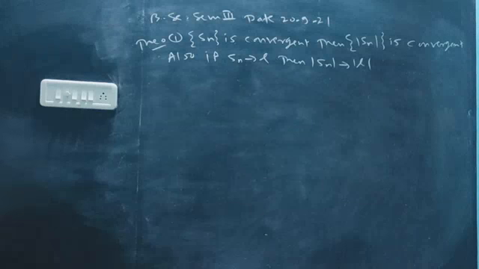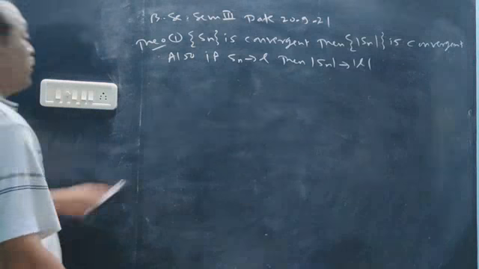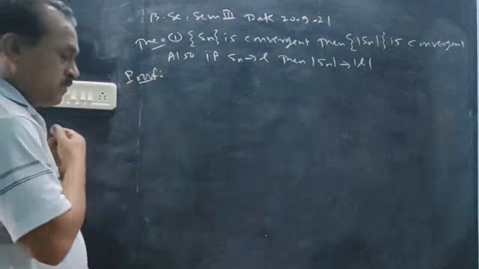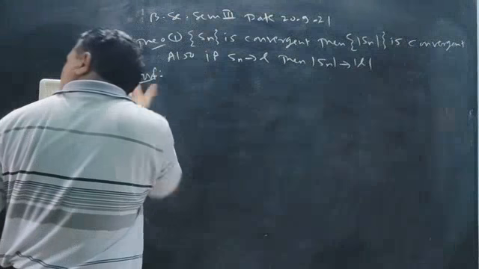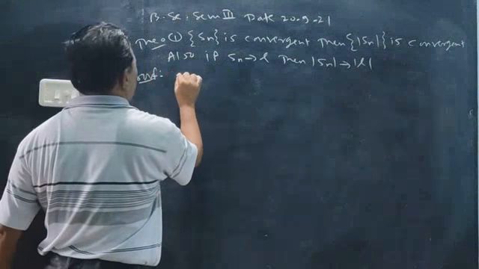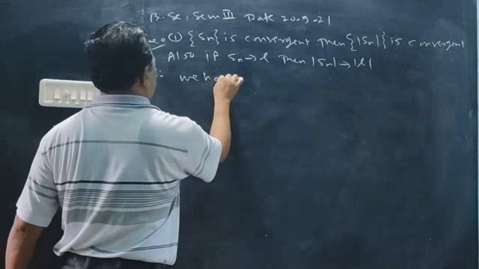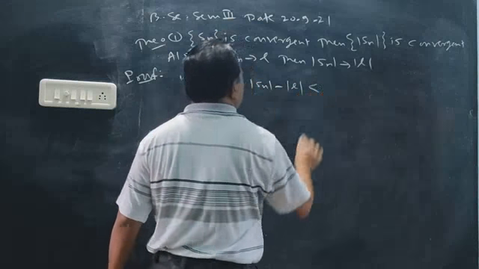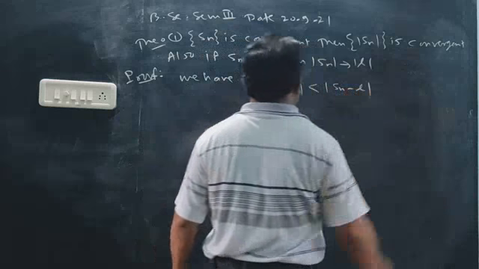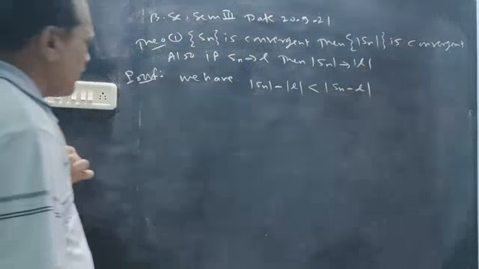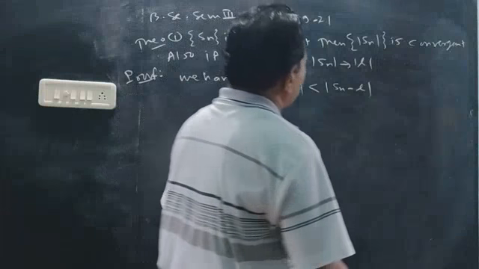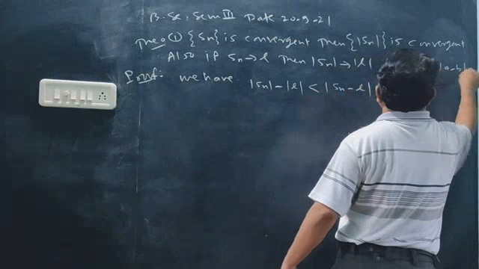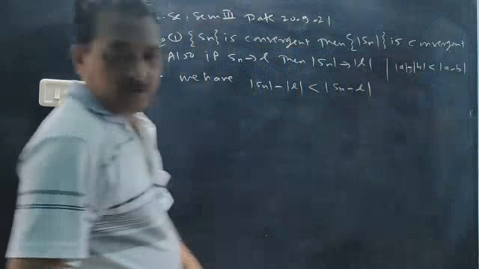So what is the modulus theorem? Proof. First of all, we know this in mathematics: mod of Sm minus mod of L is always less than or equal to mod of Sm minus L. In general also, mod of A minus mod of B is always less than or equal to mod of A minus B. This we use.